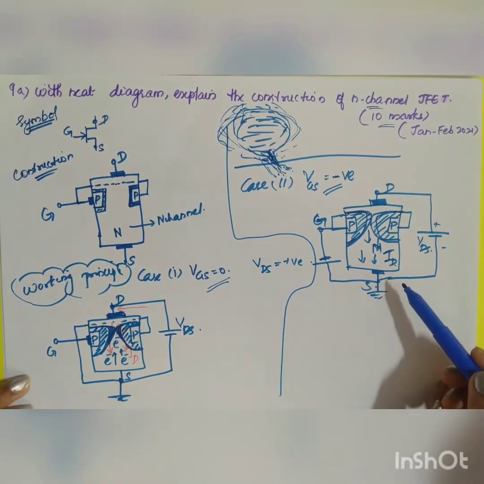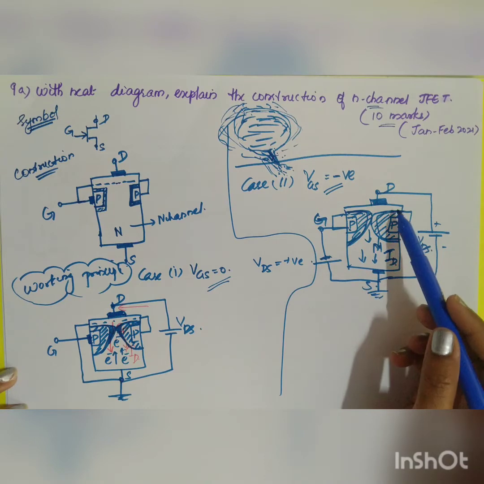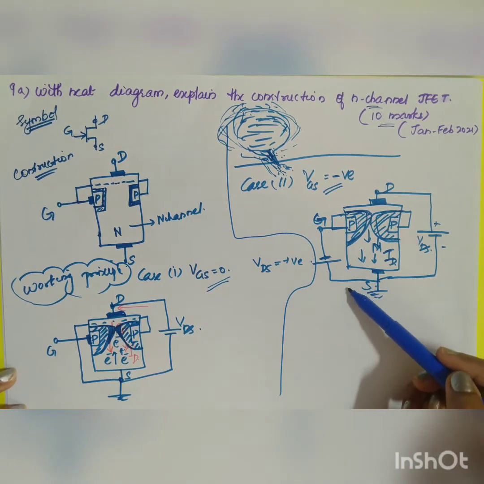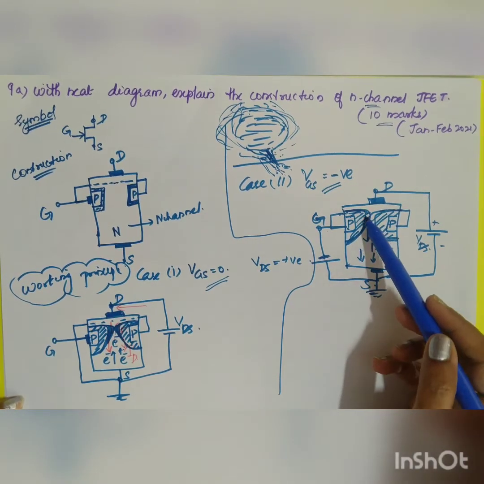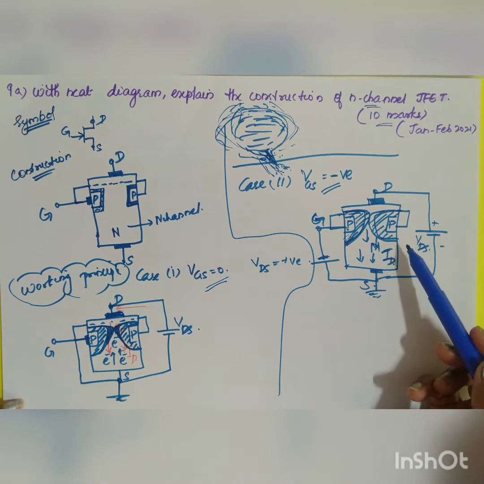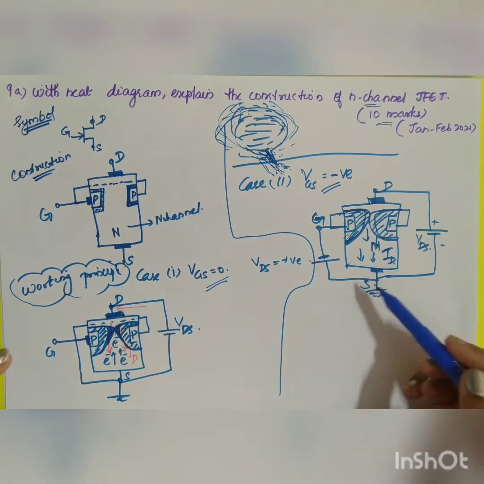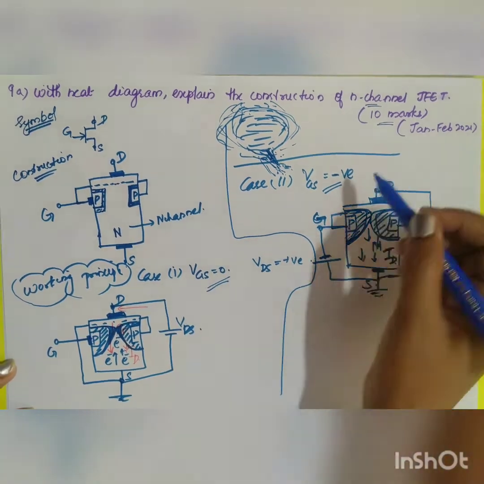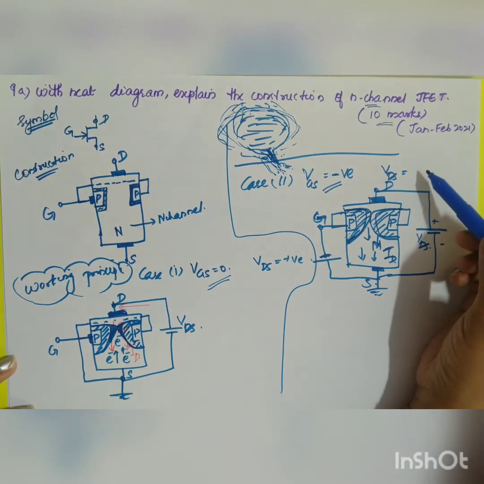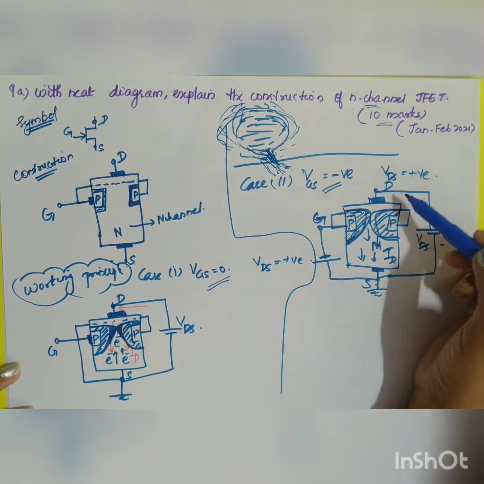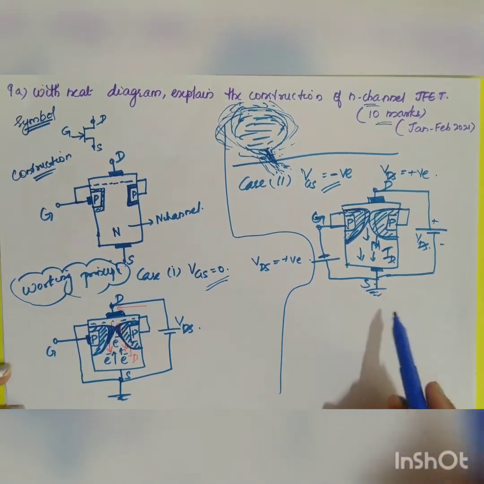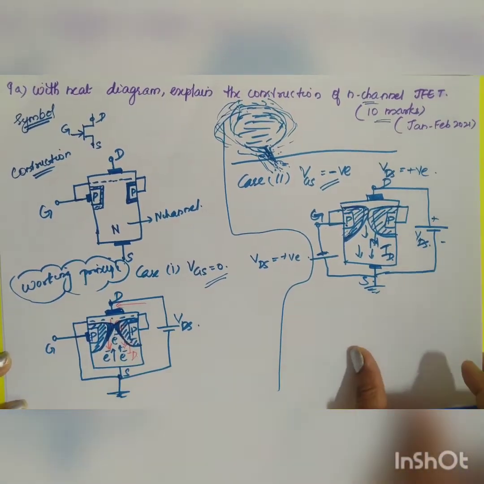During this condition, along with your VDS, when I apply VGS, the reverse bias across your gate further increases your depletion layer width at a very fast rate and the current reaches saturation very quickly, okay? So those are the two conditions: when VGS is negative and when VDS is positive. Based on these conditions, this is your construction principle. Now based on these two conditions, you are going to draw the two characteristics.